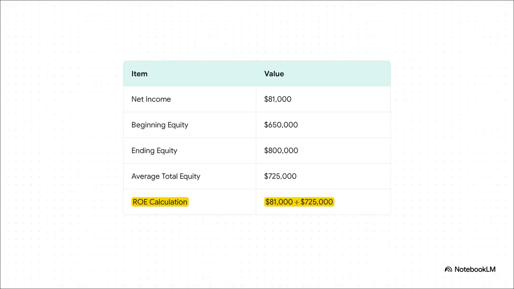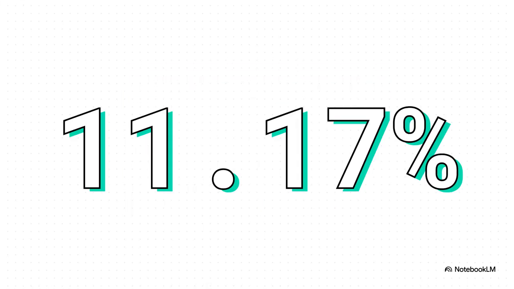Okay, let's make this real with an example. So this company made a net income of $81,000. At the start of the year, its equity was $650,000, and it ended the year at $800,000. So first step, we find the average. We just add the beginning and ending equity together and divide by 2, which gives us $725,000. Then we just plug it all into the formula, $81,000 in profit divided by that average equity. And boom, there's our answer, 11.17%.